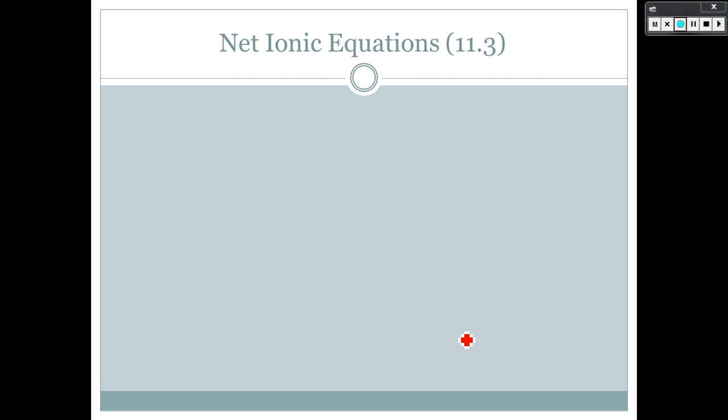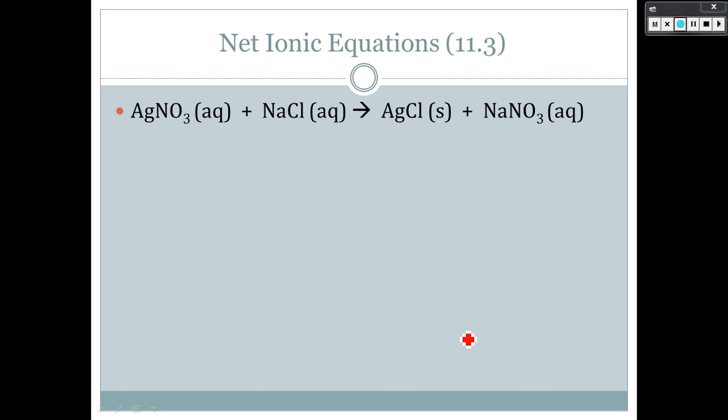So now I want to look at net ionic equations, which is 11.3. And this is going to take this idea of what's going on with the double displacement reactions and what's actually happening. So let's take that first reaction that we had, and now I've got our states of matter in here. So it was aqueous silver nitrate plus aqueous sodium chloride yields solid silver chloride plus aqueous sodium nitrate.